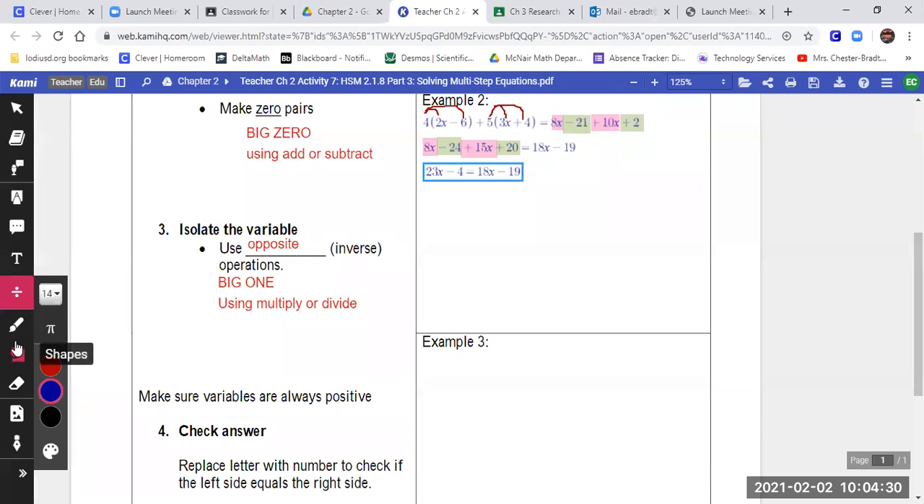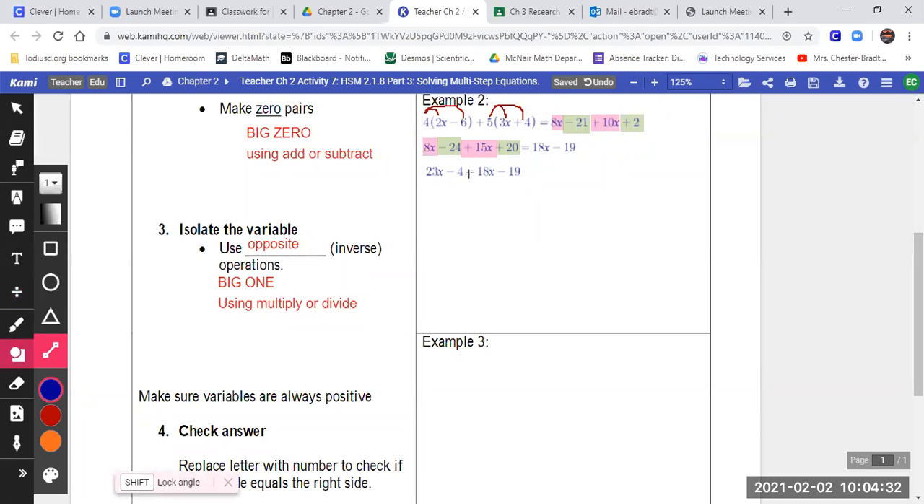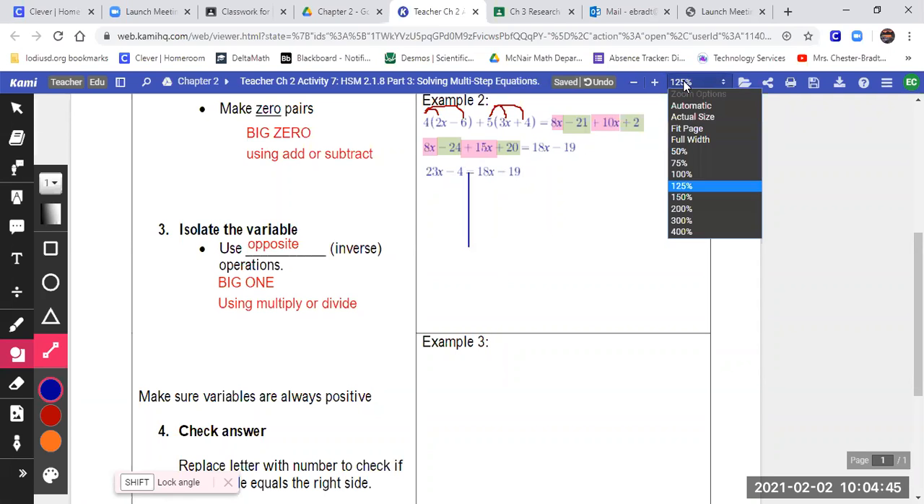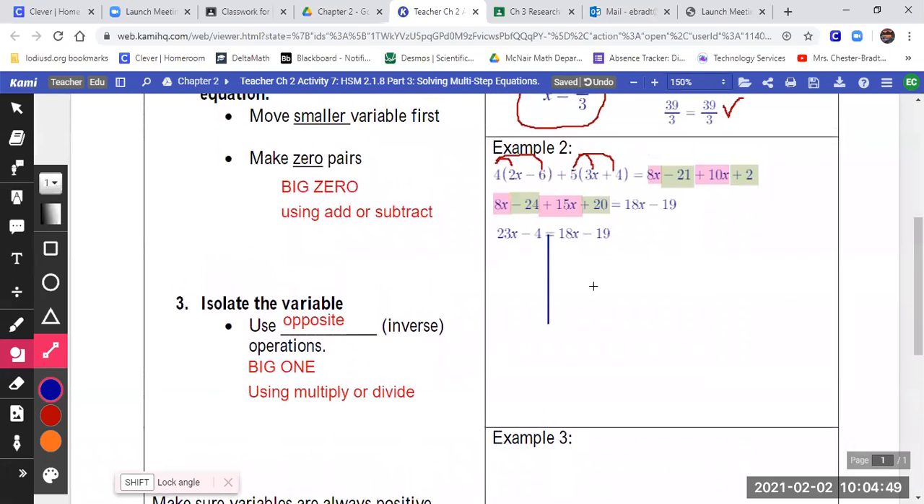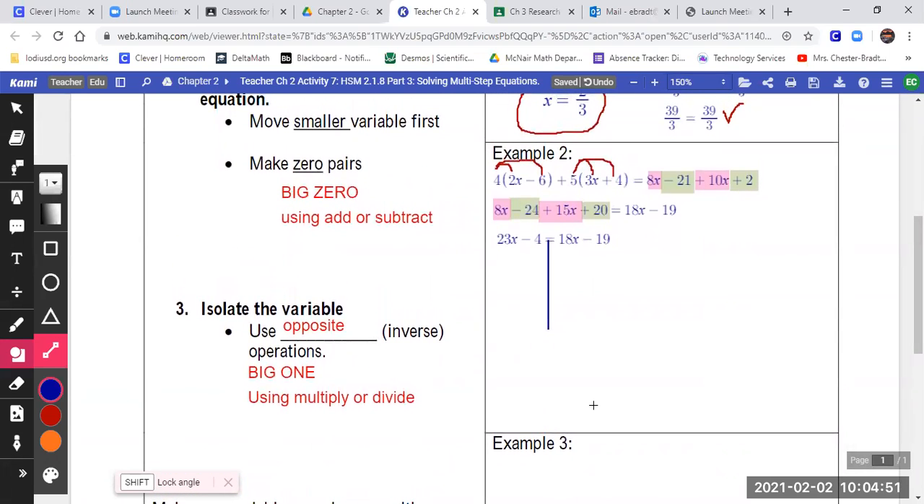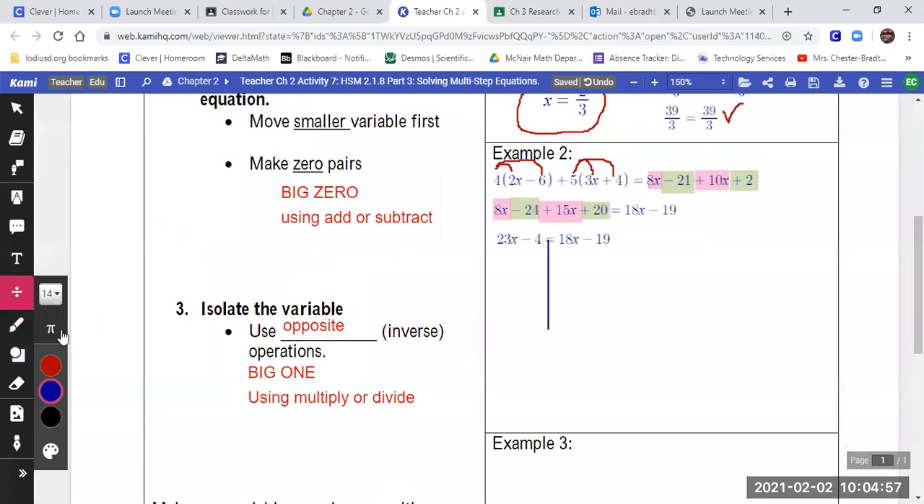So now is when we're going to keep our balance and find our zeros and then find our big ones. Okay. Finding our big zeros and finding our big ones. To find our big zero, we move the smaller variable. Who is smaller in our variables? What am I going to do to move that smaller variable?